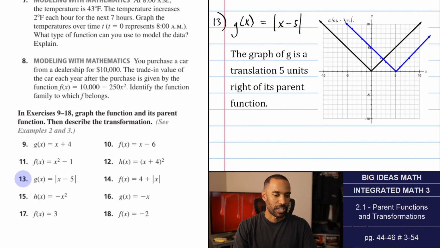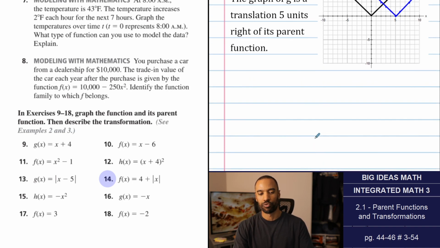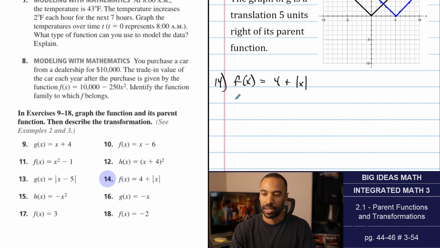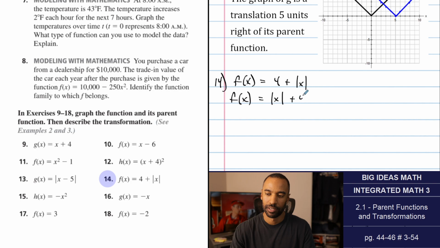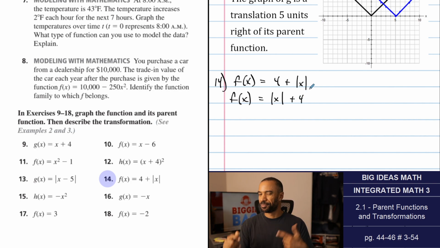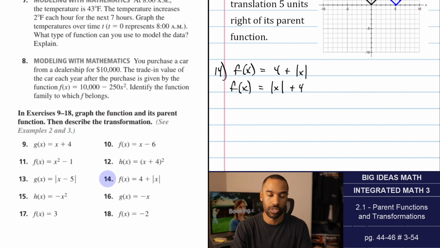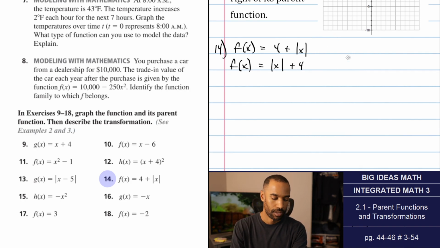All right, there's number 13. Let's go to number 14. Number 14 says f of x equals 4 plus absolute value of x. Now, it's in my DNA to rewrite this in standard form, meaning rewrite it as absolute value of x plus 4. Gets my mind right. It shouldn't change what you do when it comes to plugging values in a table. You can choose 0 as your middle value this time. It's fine.